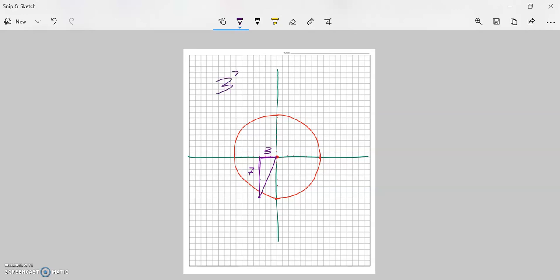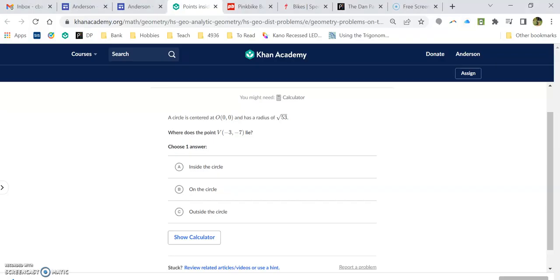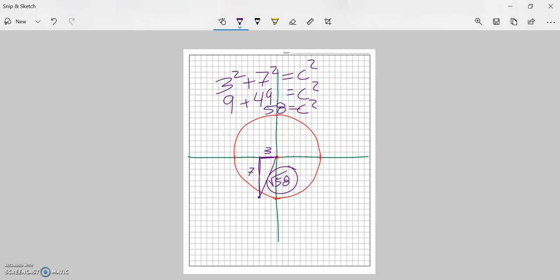So we'll do 3 squared plus 7 squared. 3 squared is 9. 7 squared is 49. Remember, this equals c squared. 9 plus 49 is 58. And then we square root both sides, so our hypotenuse is equal to the square root of 58. So we're going to see if that number is bigger or smaller than the square root of 53. Clearly the square root of 53 is smaller than the square root of 58. So therefore, this point is, in fact, on the outside of the circle.